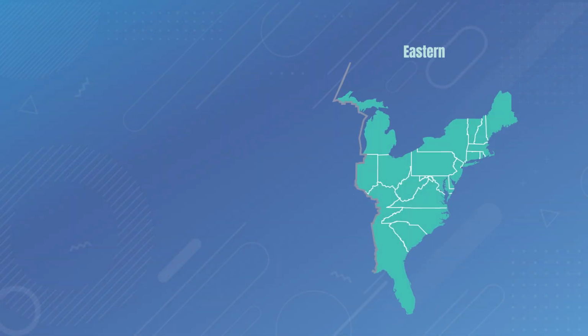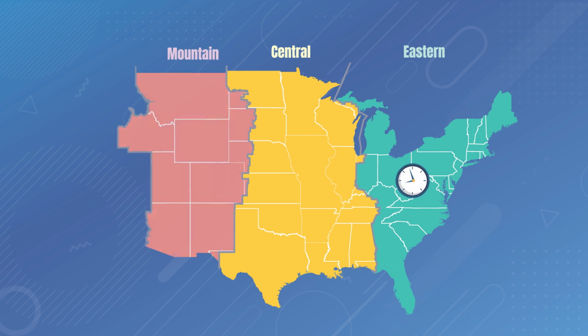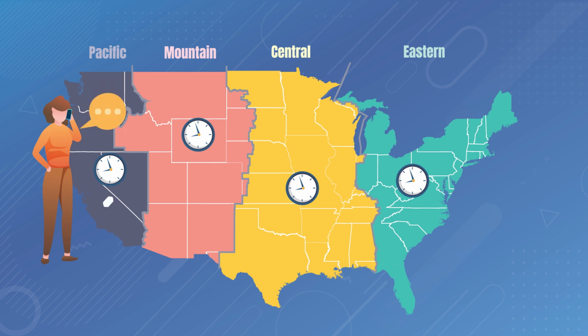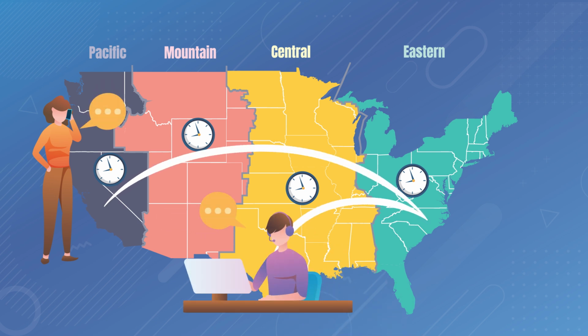Here's an example. Your company's main customer service is located in the US in Eastern Time, but you have customers in other US time zones such as Central, Mountain, and Pacific Time. If customers from these time zones call you during business hours, your team might receive calls outside their working hours. So what happens to these calls? You have a couple of options.